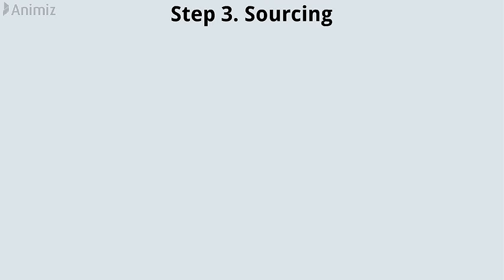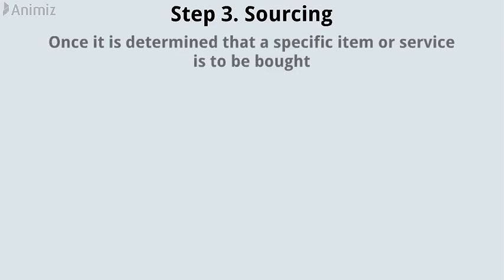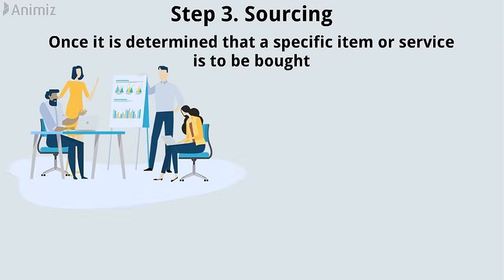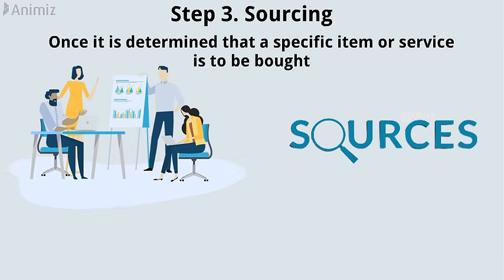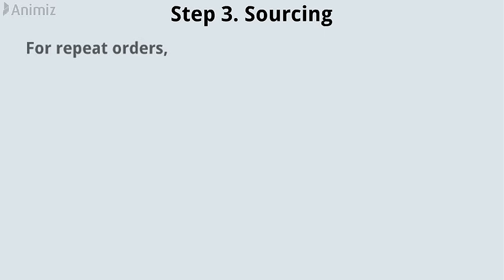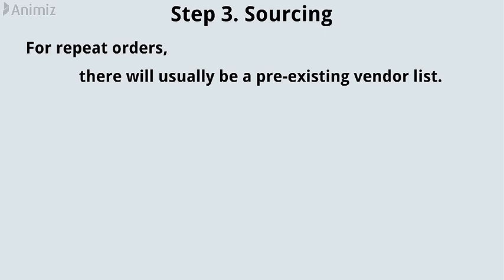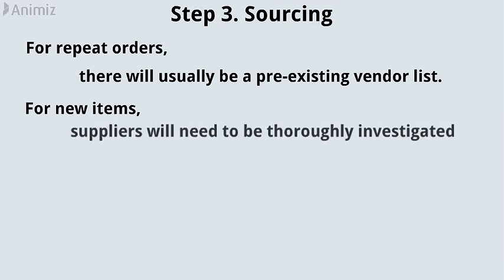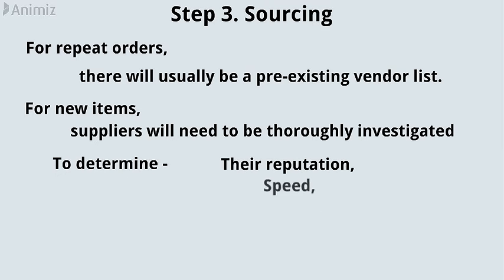Step 3. Sourcing. Once it is determined that a specific item or service is to be bought, the procurement team has to then do the research to determine the various sources that supply it. For repeat orders, there will usually be a pre-existing vendor list. For a new item, suppliers will need to be thoroughly investigated to determine their reputation, speed, quality, reliability, and prices.